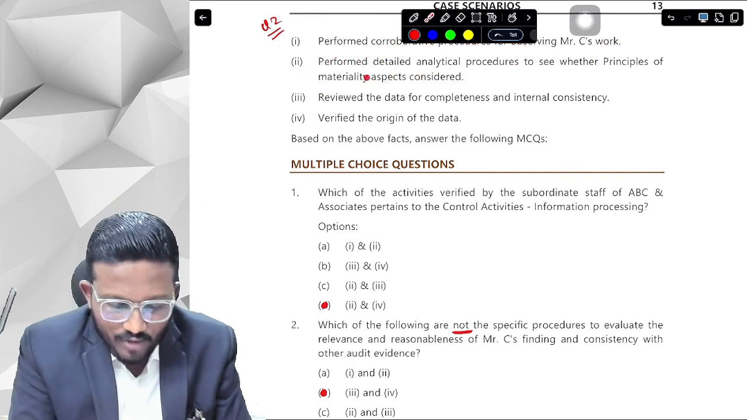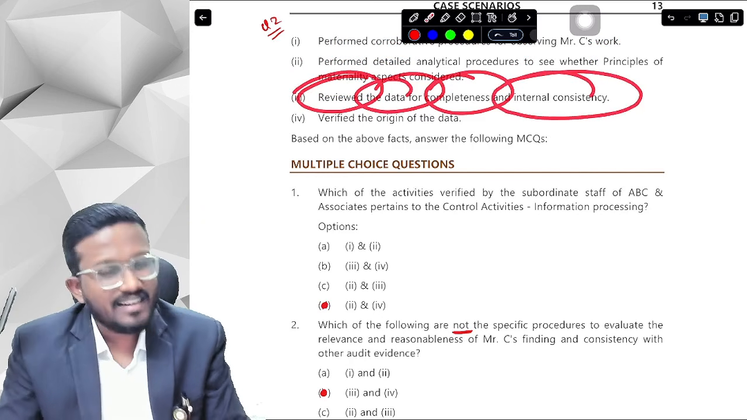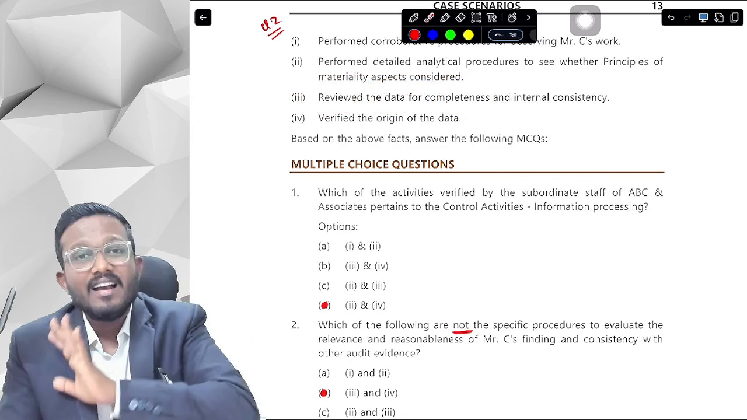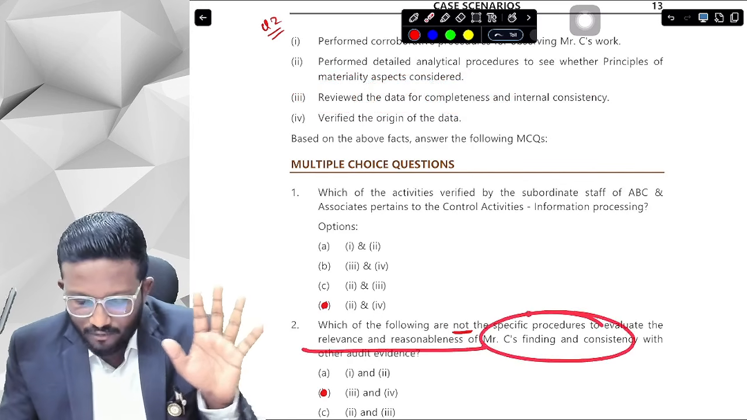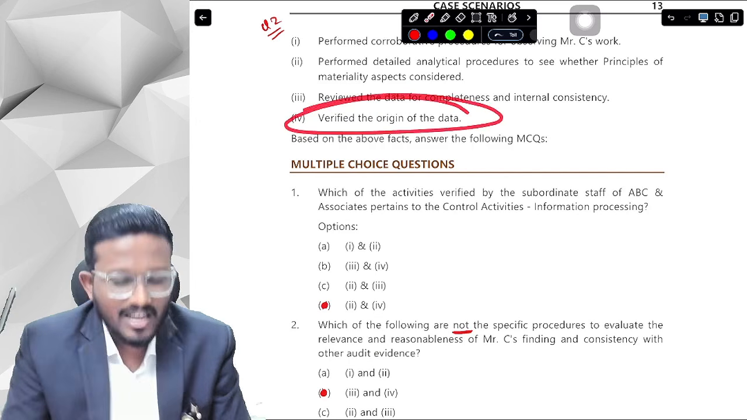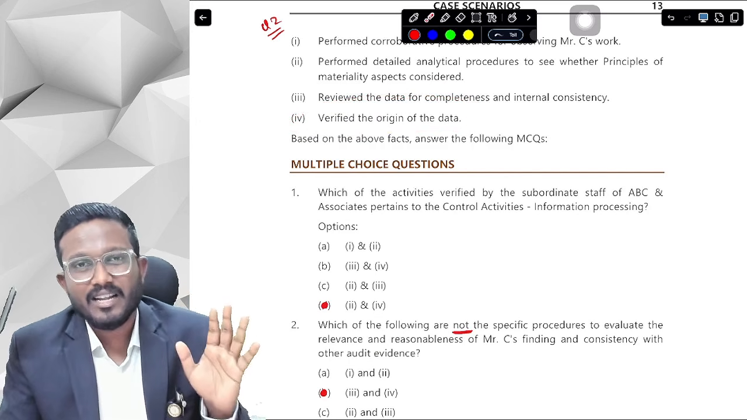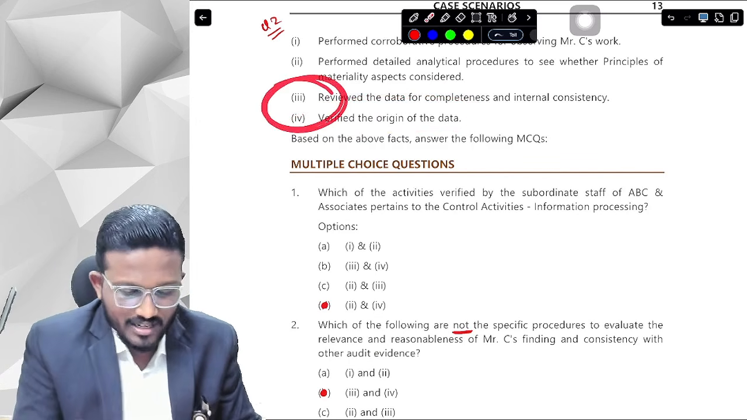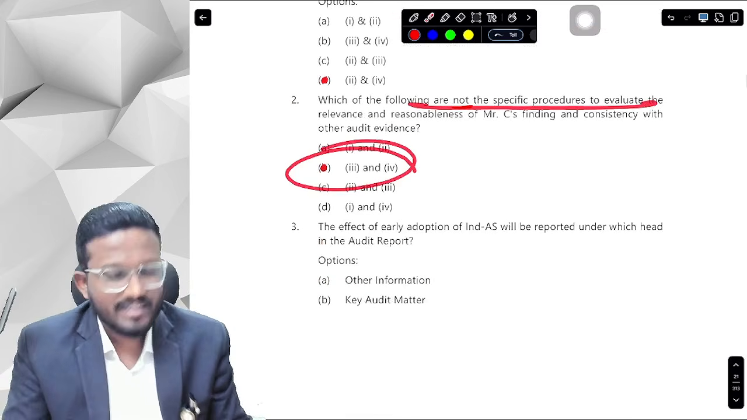Third is what, sir? Reviewing the data for completeness and internal inconsistency. That doesn't come under the relevance and reasonableness of findings. It doesn't come under the finding aspect. And last is what, sir? It is verifying the origin of data. It also doesn't come under the finding. Okay, yes, sir. So 3 and 4 do not come under this particular type of procedure.